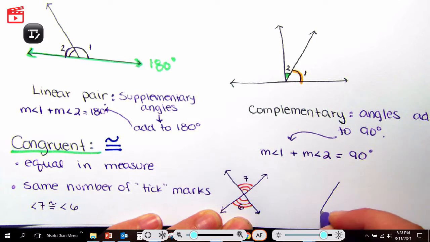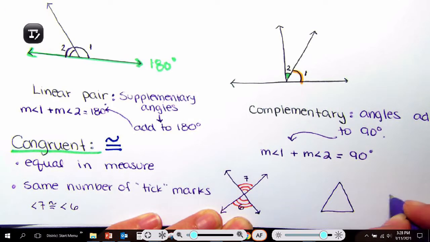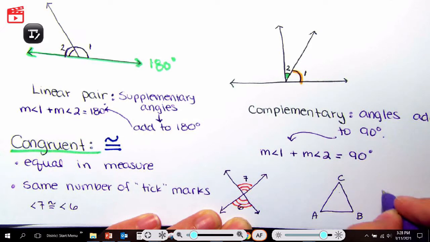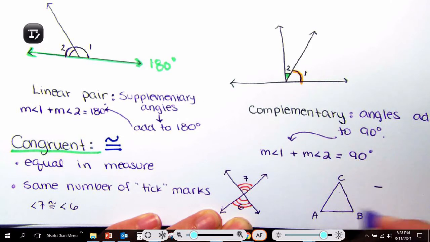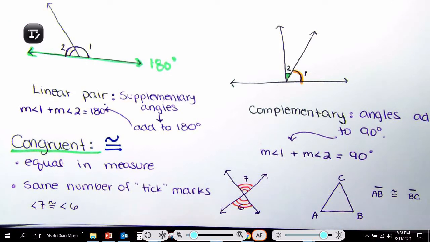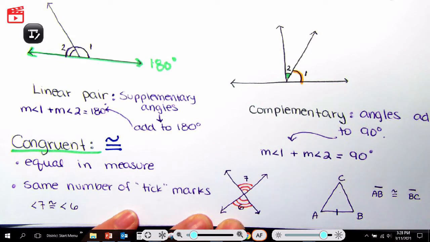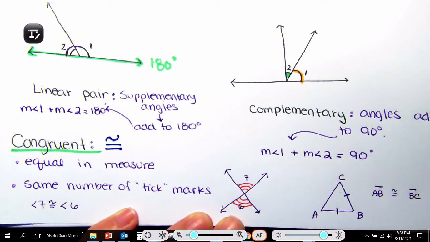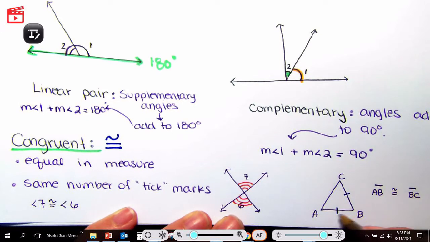Now let's say we're not talking about angles. Let's say we're talking about like a side of a triangle. Let's say here's a triangle A, B, C, and I want to show that the side AB is congruent to side BC. So same thing here. Here's AB. I'm going to put a tick mark there. BC, I'm going to put a tick mark there. It doesn't matter how many tick marks. As long as these are the same quantity, that means those two sides are congruent.